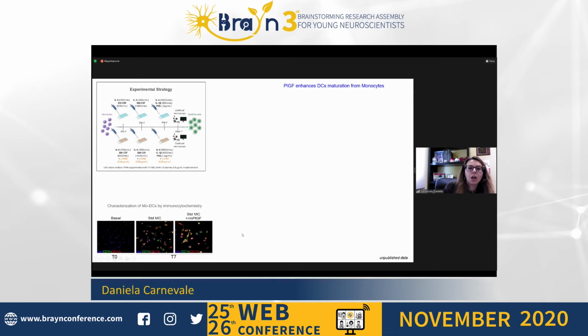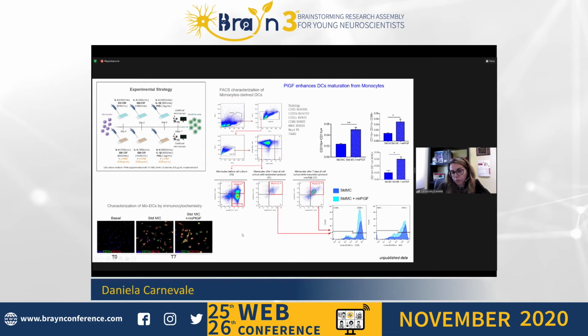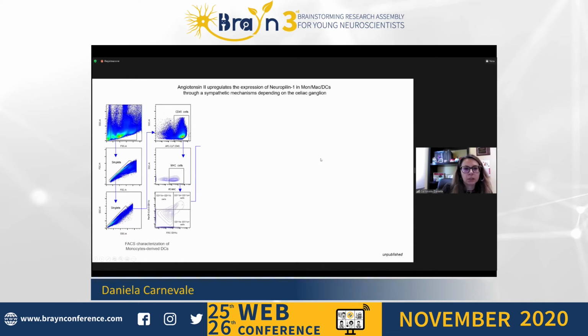More important, when we analyzed this response by flow cytometry, we were able to quantify this phenomenon and to really characterize the expression of the co-stimulation molecule CD86 in response to PLGF, compared to the standard condition of maturation. And this allowed us to conclude that PLGF is important in the process of maturation of dendritic cells from monocytes in vitro. What about in vivo?